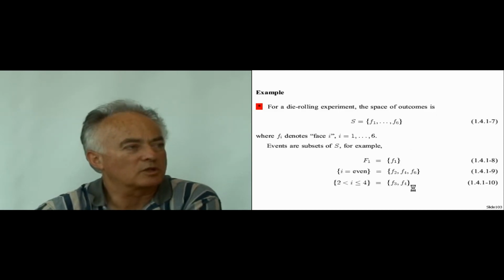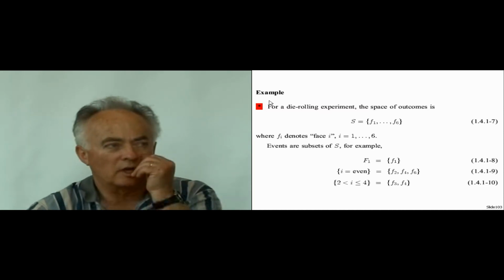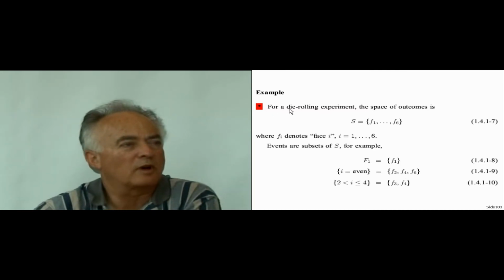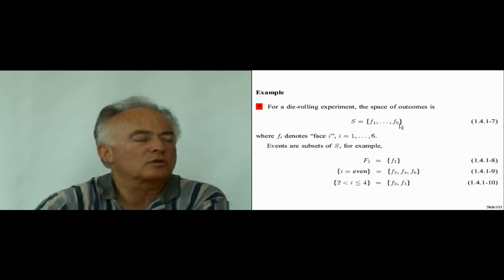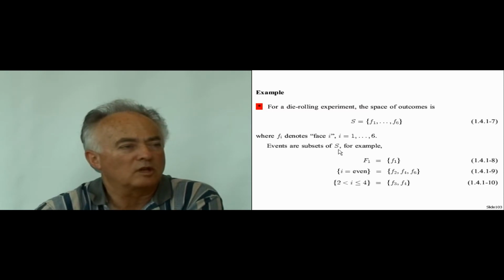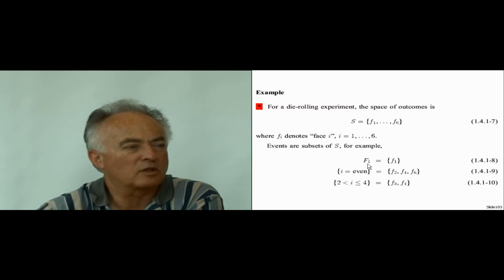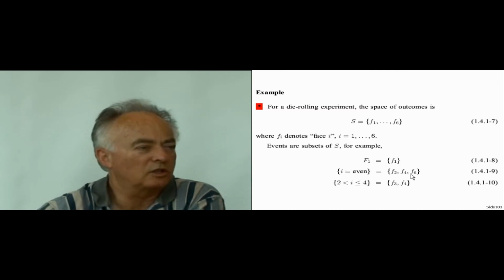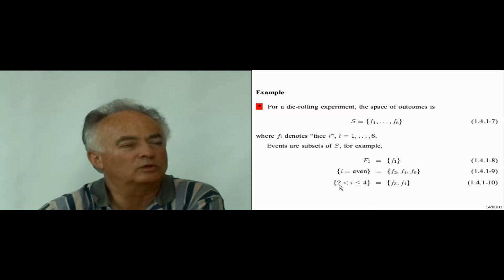Let's consider some examples. The die rolling experiment has a space of outcomes of 6 faces, face 1 through face 6. The events are subsets of this, S. Event F1 can be face 1. The event that the outcome is an even face is F2, F4, F6. The event that i is greater than 2 but less or equal to 4 will be faces 3 and 4.